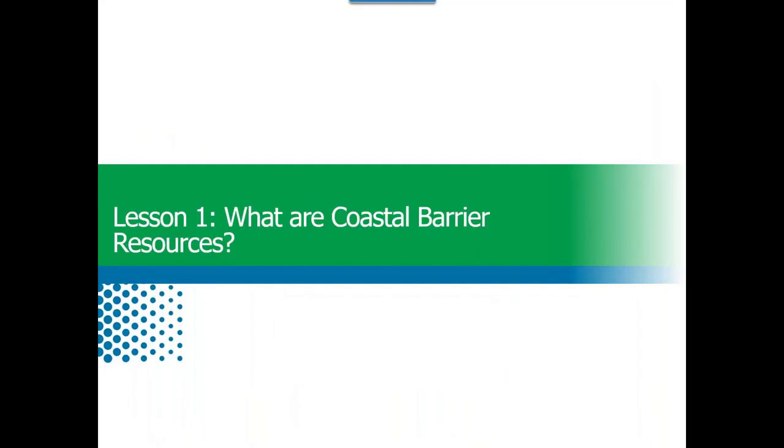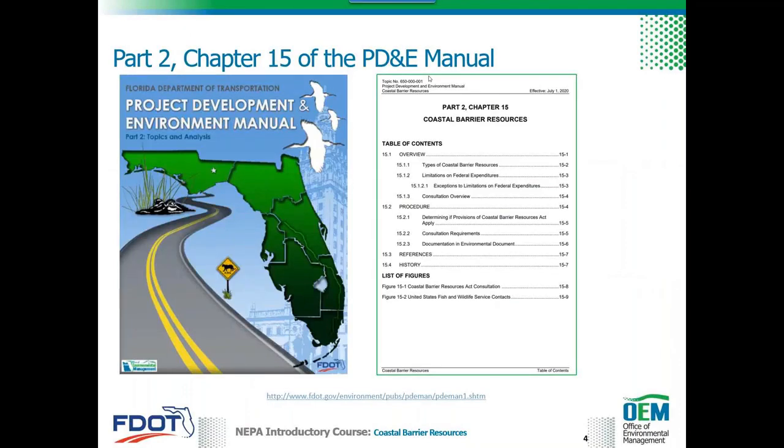What are coastal barrier resources? The Coastal Barrier Resources process is guided by Part 2, Chapter 15 of the PD&E Manual. This chapter provides an overview of coastal barrier resources and explains the procedure for conducting coordination and documentation. You may want to have this chapter handy as you go through this training. This chapter is available on FDOT's OEM website using the link at the bottom of this slide.